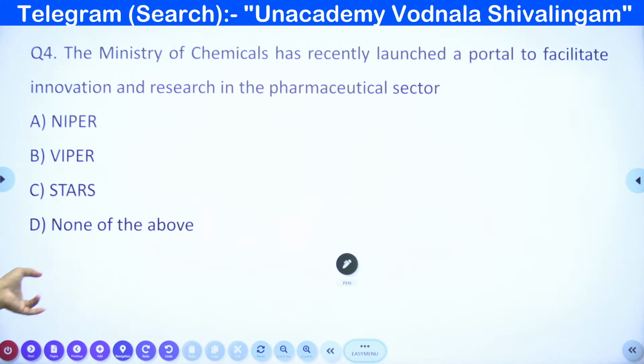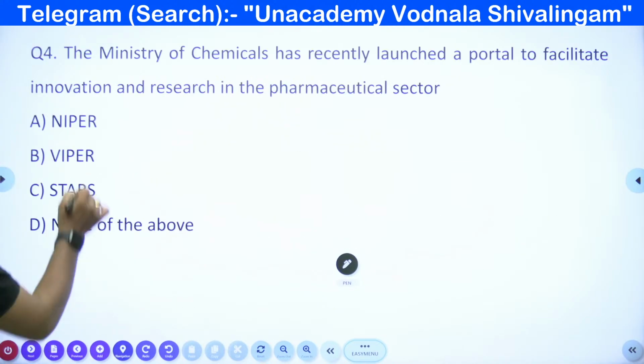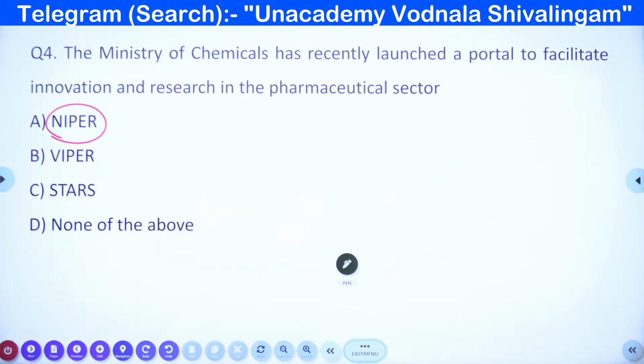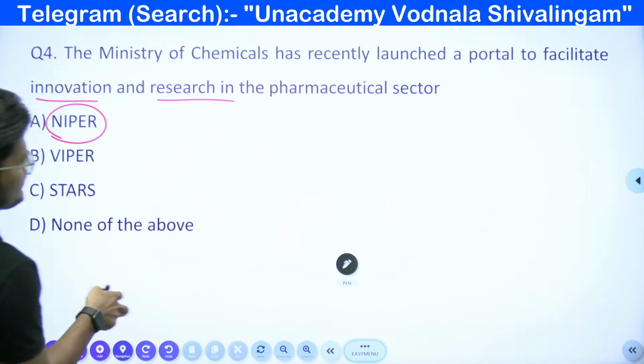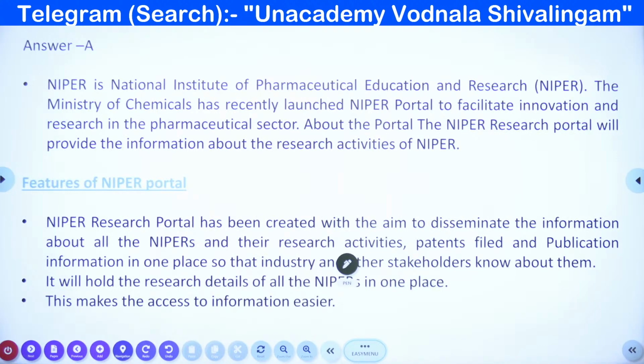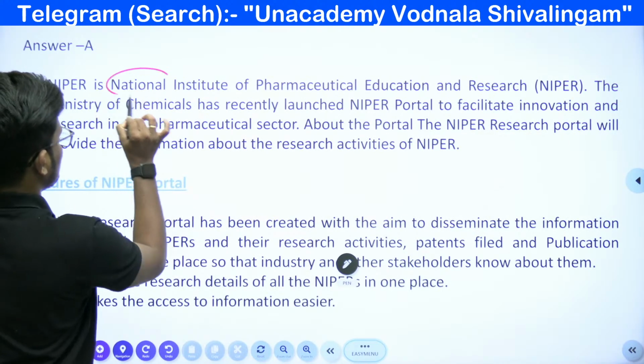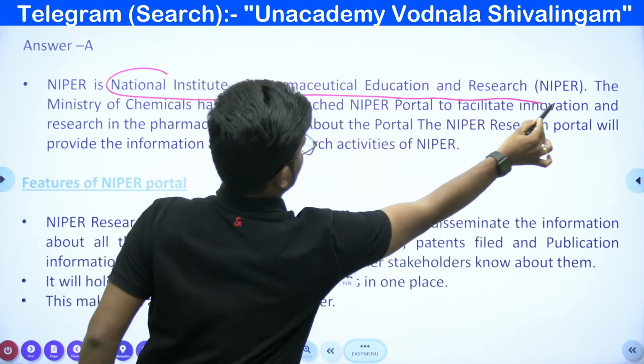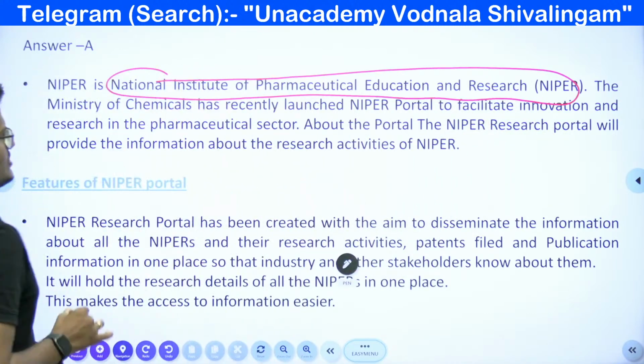So the Ministry of Chemicals has launched this in the pharmaceutical sector by NIPER only. It recently launched a portal to facilitate innovation and research in the pharmaceutical sector. NIPER is the National Institute of Pharmaceutical Education and Research. This is actually an institute.